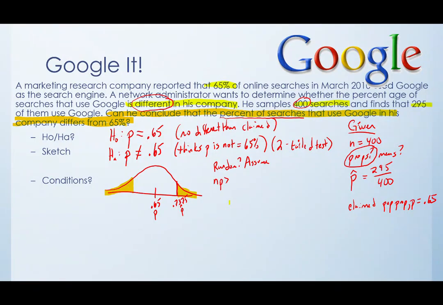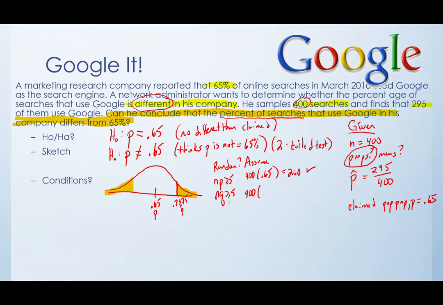Do we have at least 5 successes and 5 failures? Right? Well, we do, because when you check your sample size for a hypothesis test versus a confidence interval, you're going to check with np, not n p-hat. So we're going to say, 400 times p, which was 0.65, on my trusty calculator, 260, which is bigger than 5, right?